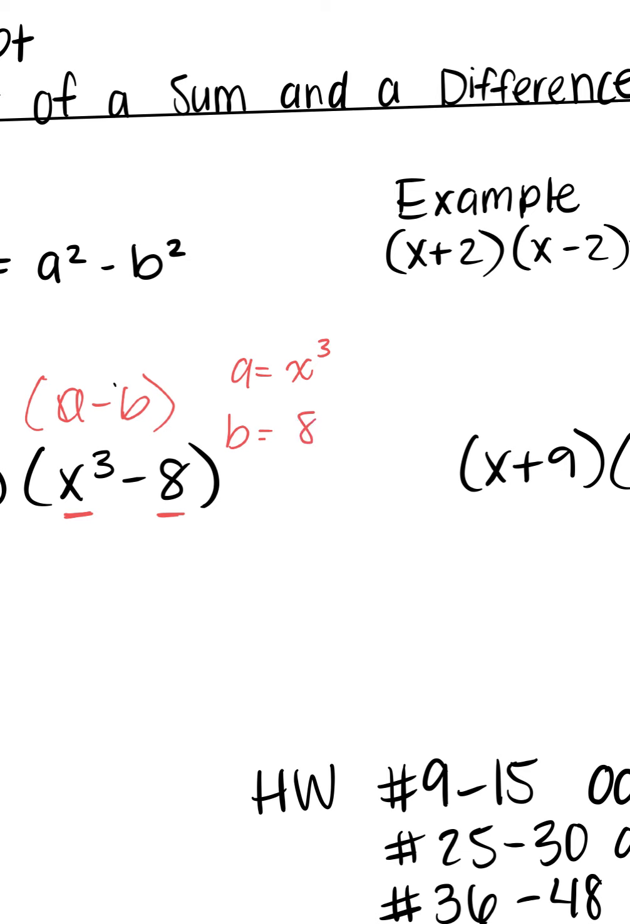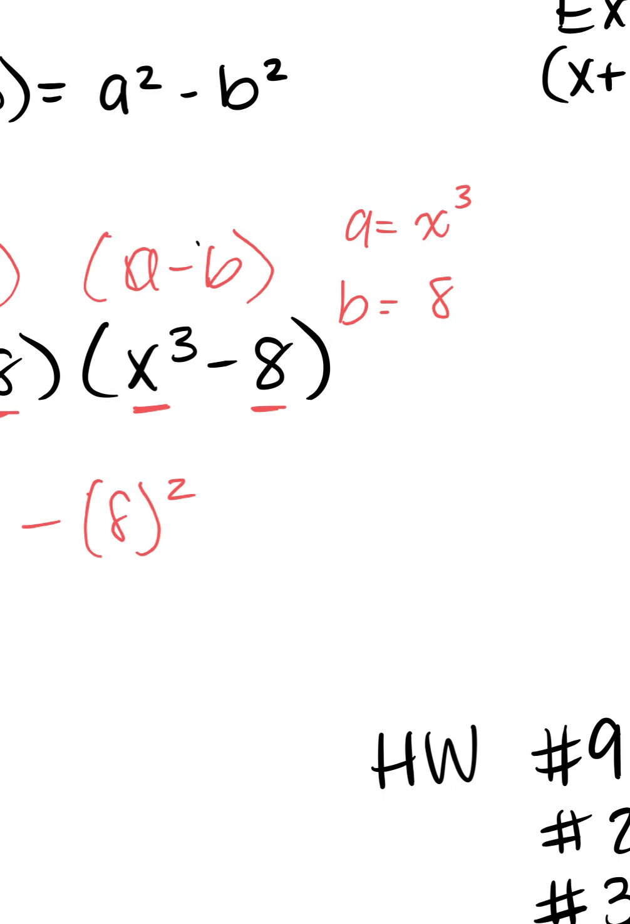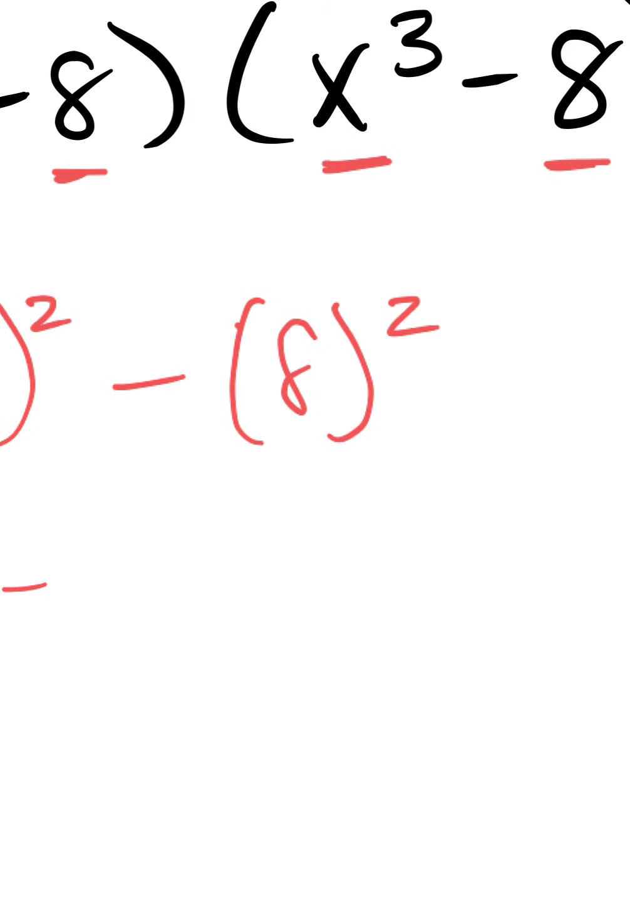We're just going to take it a squared minus b squared. So we've got x to the third squared minus b, which is 8 squared. What's x to the third squared? Anyone? Anderson? x to the sixth minus 8 squared? 64.